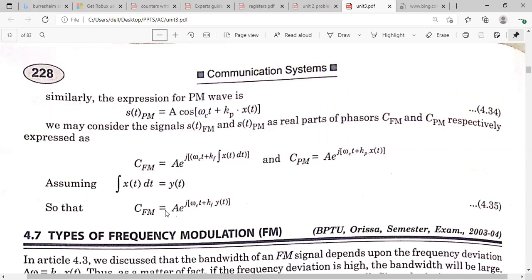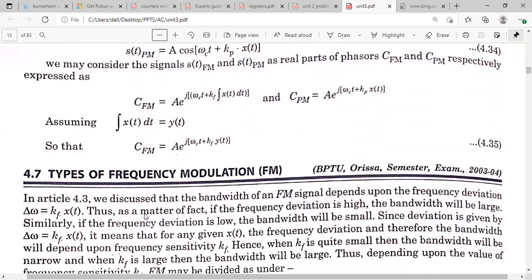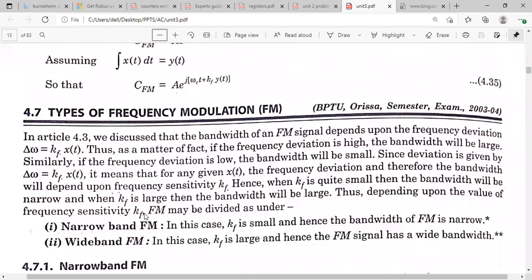It contains both real part and imaginary part, but in the standard expression we have the real part only. That real part we are representing with the symbol C. Here we are going to discuss the types of frequency modulation. Basically, frequency modulation can be divided into two types: narrow band frequency modulation and wide band frequency modulation.